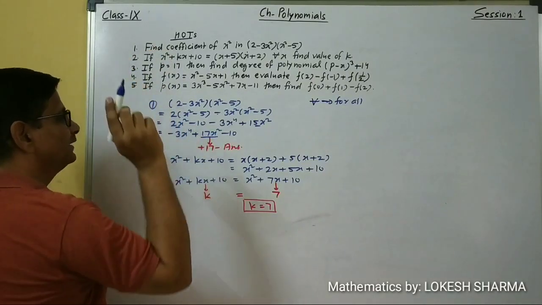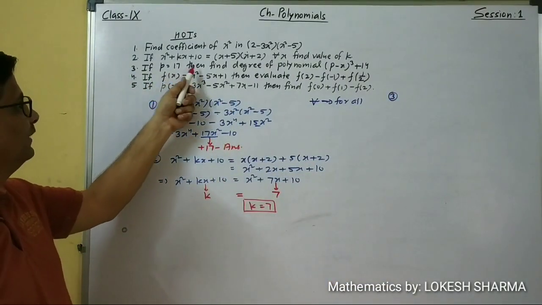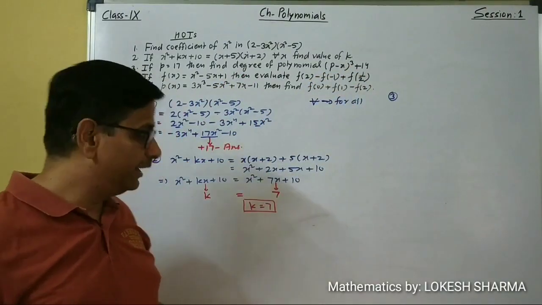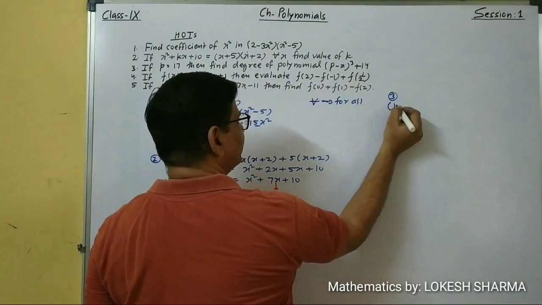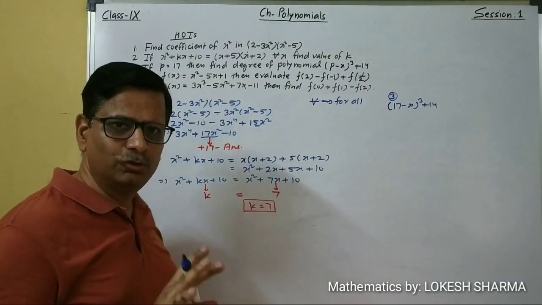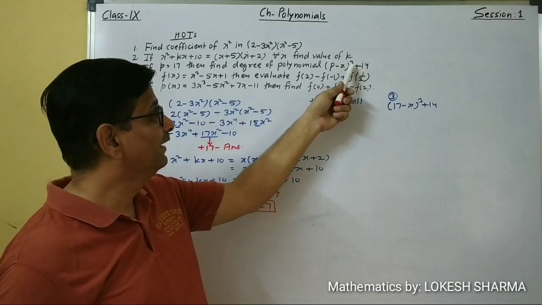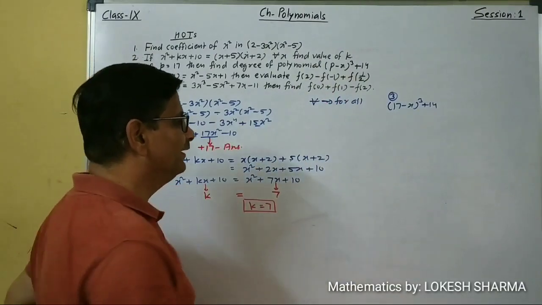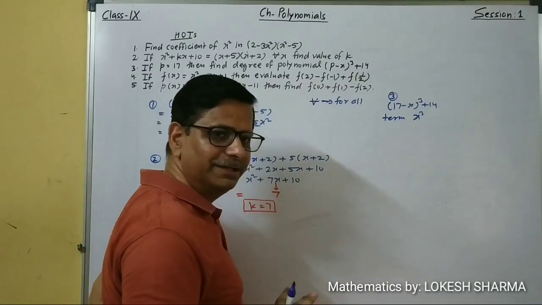Now come to question number 3. It is written: if p is equal to 17, then find the degree of the polynomial (p minus x) whole cube plus 14. You will think that we have to put the value of p here, and write 17 minus x whole cube plus 14, then write the formula of (a minus b) whole cube. But this is not necessary here, because we only want to find the degree, and we all know when we do the cube of this expression we will get a term of x cube, which will be the highest degree.